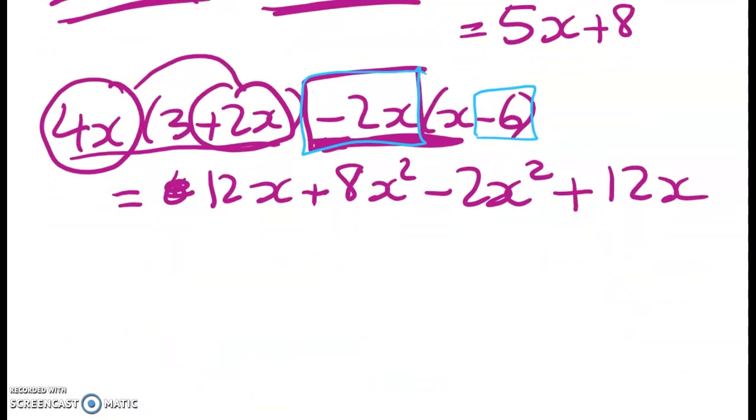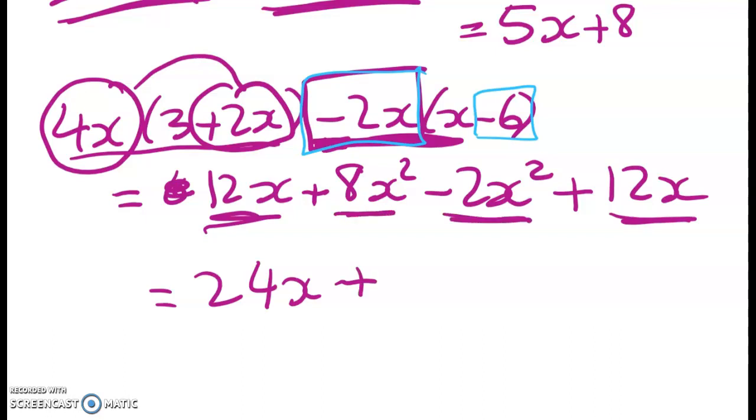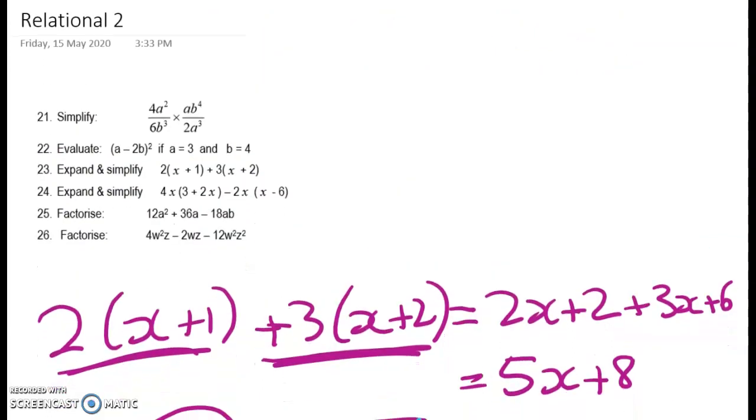Right, we have to clean all of that up, so we're looking at our like terms. Well, we've got, first of all, 12x here and 12x here. That gives me 24x plus 8x squared minus 2x squared plus 6x squared. Okay, it's fine to write it that way around, or you could write it the other way around. What have we got left to do?